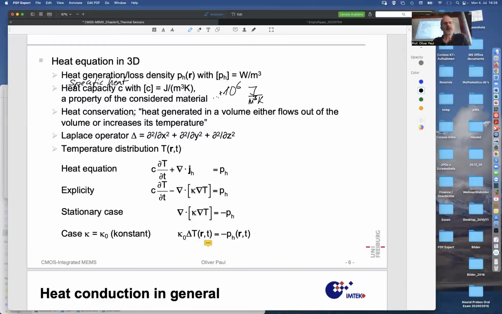Okay, then heat conservation says that the heat generated in a location, in a volume, either flows out of that volume or increases its temperature. And that is denoted by this heat equation that is down here.